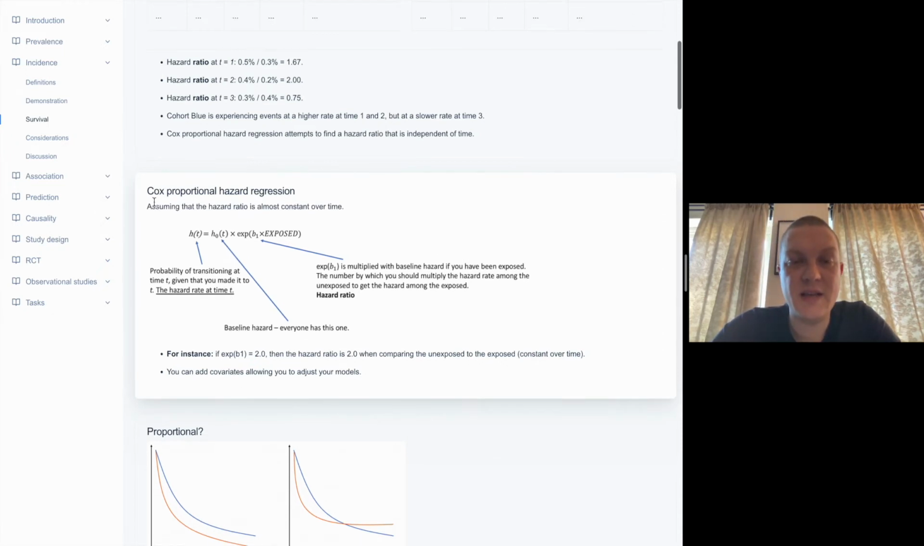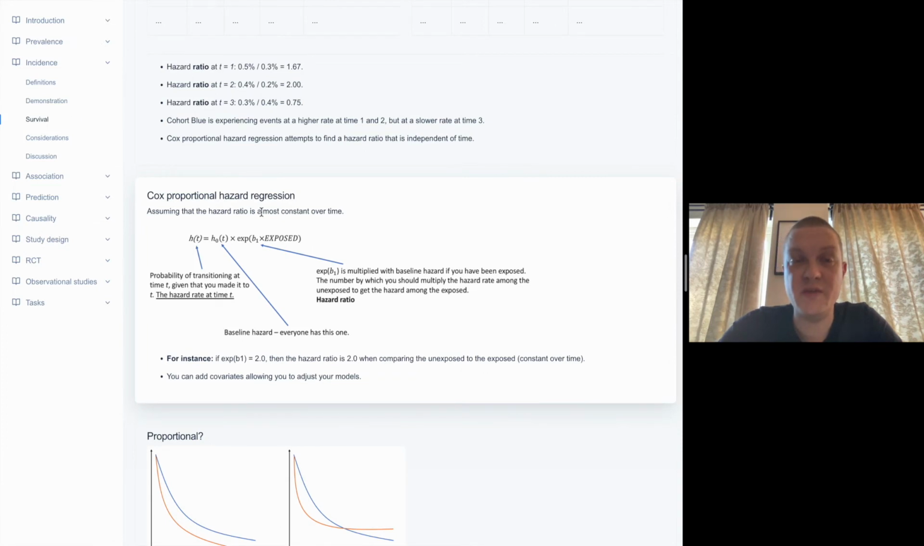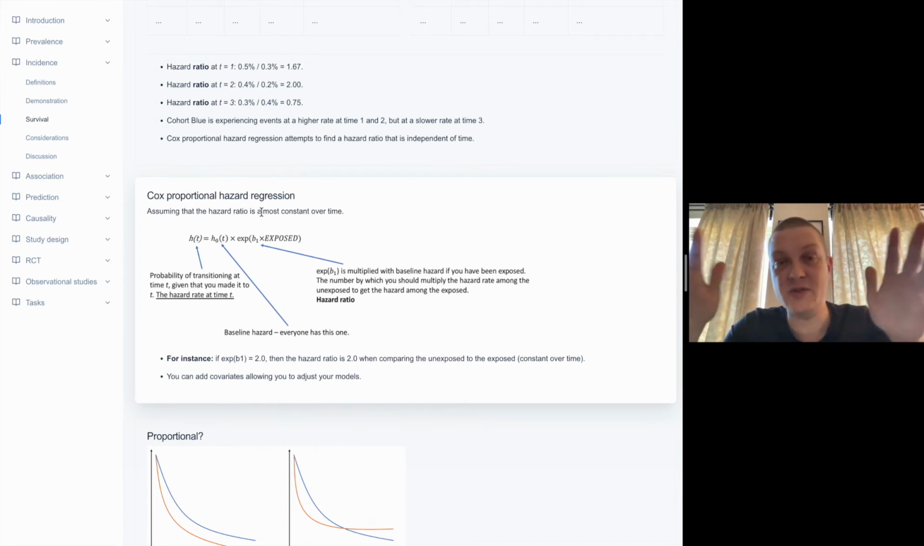Now, what we're going to say is, what if we could assume that the hazard ratio is almost constant over time? In our previous examples, we saw that the hazard ratio was a bit different for every point in time between the blue cohort and the yellow cohort. But what if we could assume that the hazard ratio is more or less constant over time? Then we could do Cox proportional hazard regression, which would also allow us to adjust for confounders such as age and gender and so on. That would be the benefit of doing this above the Kaplan-Meier method.